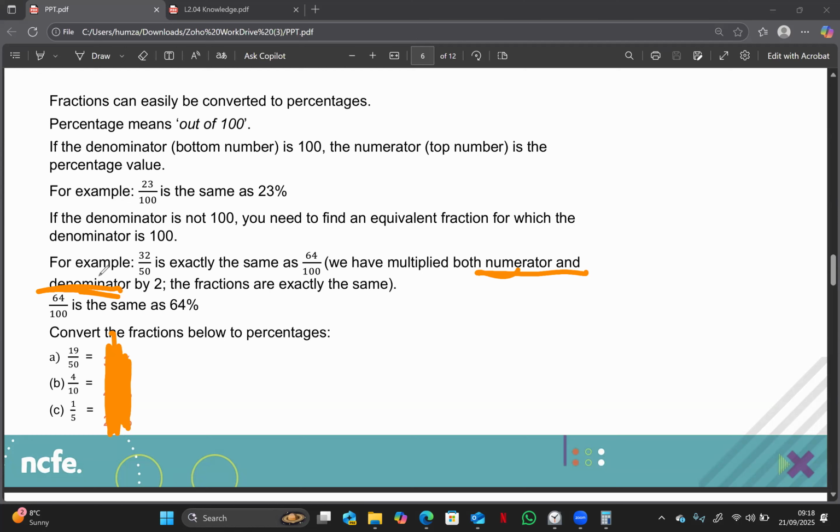Question A is 19 divided by 50. No, we want to convert into a percentage, not a decimal. So this is a bit different to what we would do. Okay. So if you read the above, if the bottom is not 100, we need to make the bottom 100. So how do we make 50 go to 100? How can we do that?